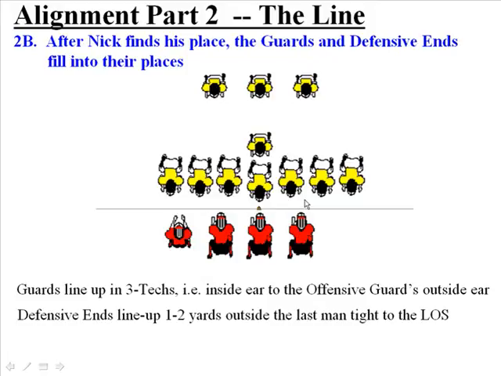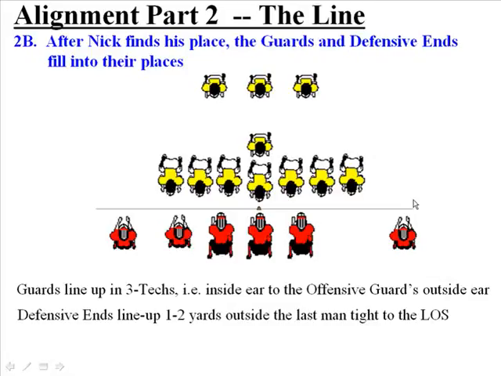After this, the defensive ends, where do they line up? They're going to come out here to the 1 to 2 yards outside the end men on the line of scrimmage. These are the tight ends. 1 to 2 yards outside here is where we want them.